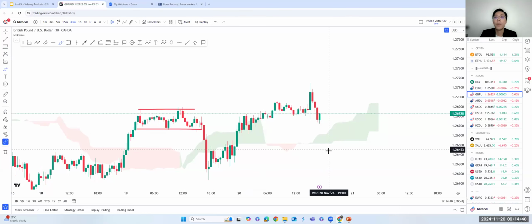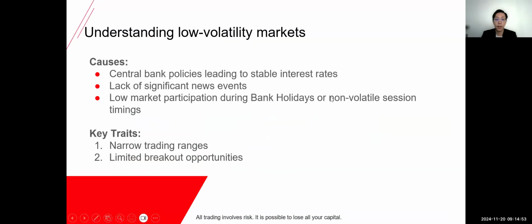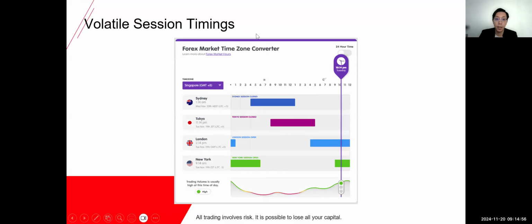If I go back to the slides, let me show you the session timings. This is very important because I only trade during the London and New York sessions. How can you find this? With the FX market time zone converter. Just go to babypips.com. I'll type it in the chat box below.